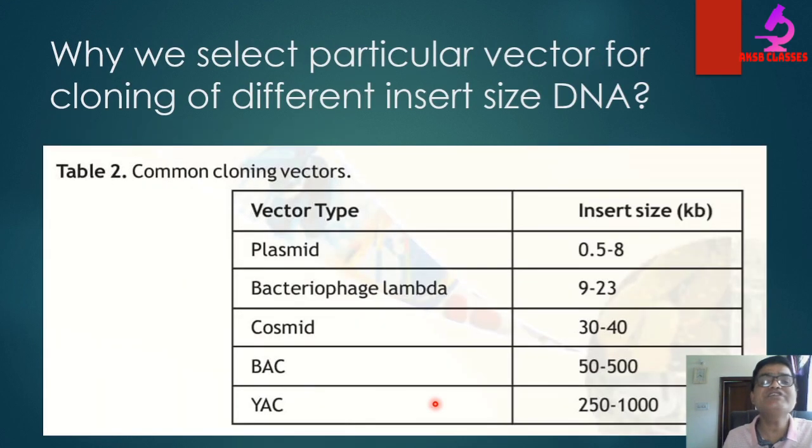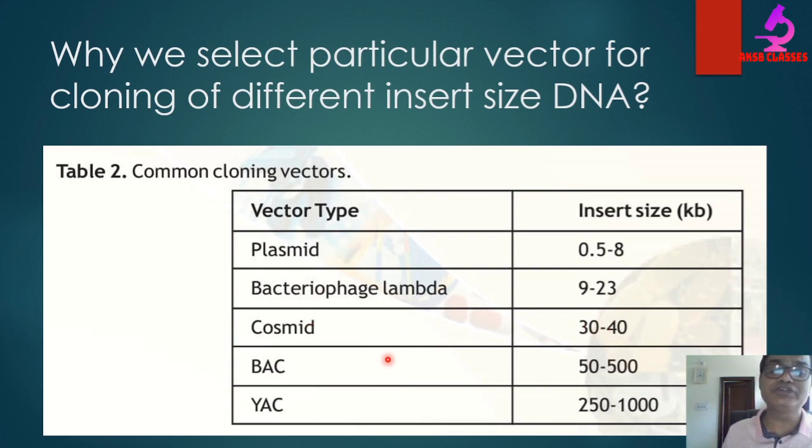Next, why do we select a particular vector for cloning of different insert DNA, of different insert sizes? Because each size of DNA should be cloned only by a particular vector as per the capacity of the vector. So if you want to clone 5 kb DNA inside the vector, then we select a plasmid. If you want to clone 21 kb DNA, then you have to select the vector phage lambda. And if you want to clone 35 kb DNA, then you have to select a cosmid.